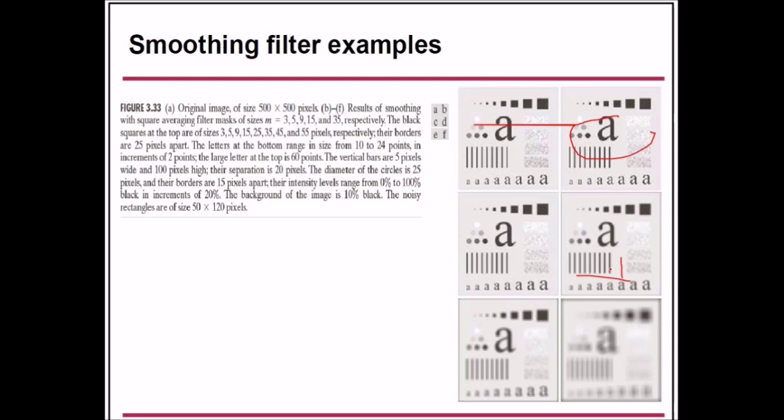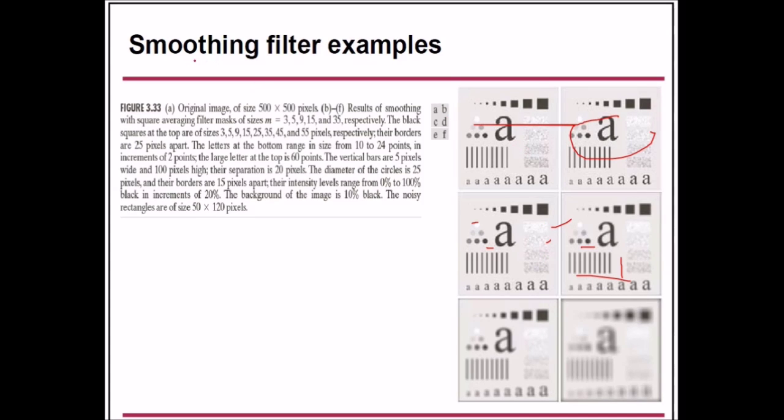The diameter of the circles is 25 pixels and their borders are 15 pixels apart. Their intensity level ranges from 0% to 100% black in increments of 20%. This is full black, this is white. The background of the image is 10% black and the noisy rectangles are 50 by 120 pixels.